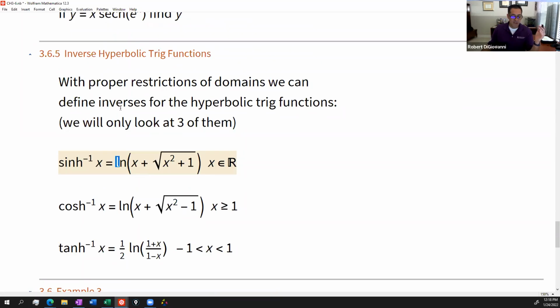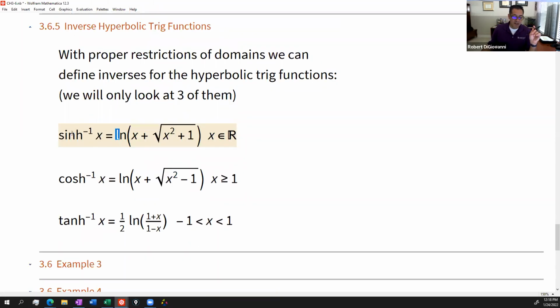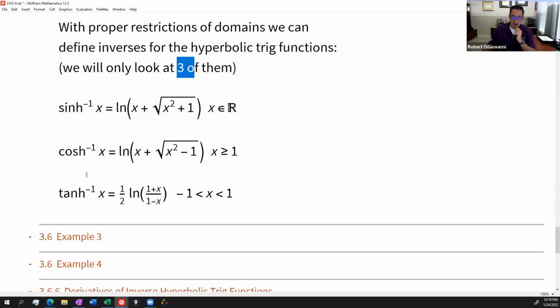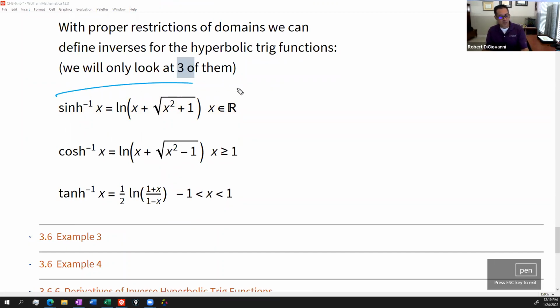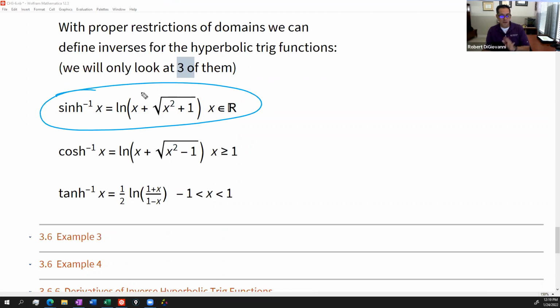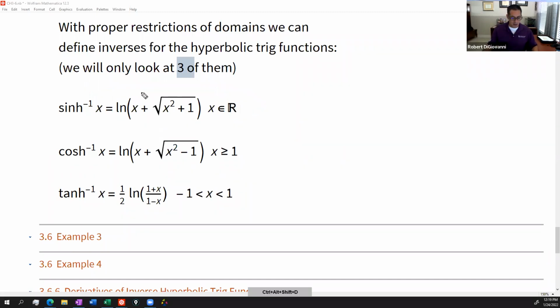Now there are 6 inverse ones, but we will only look at 3 of them: the inverse of the hyperbolic sine, hyperbolic cosine, and hyperbolic tangent. I don't think I'm going to have time. Usually, this is a point in class where I actually prove to you why this is true. I'm going to skip it and just move on, and we're just going to take it on faith. If I have time, I'll show it to you afterward. It's really an awesome algebra thing.